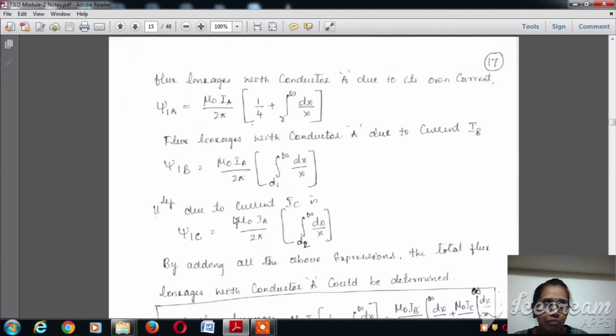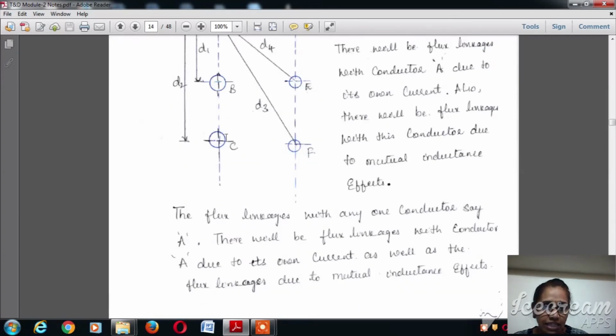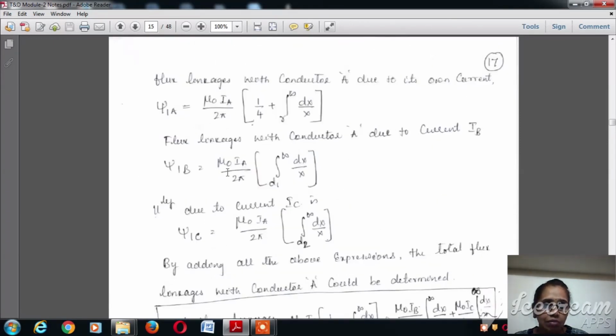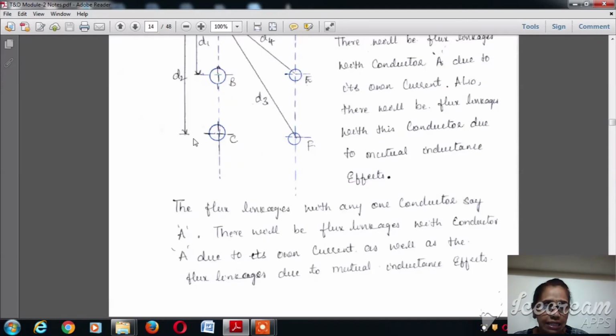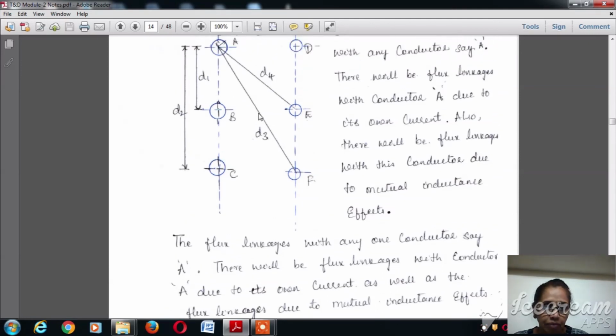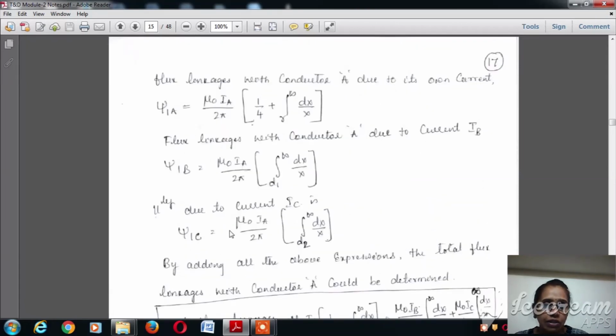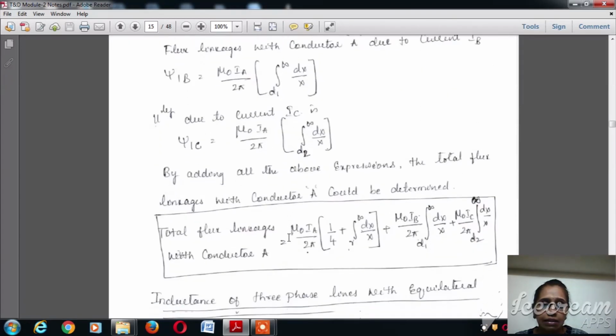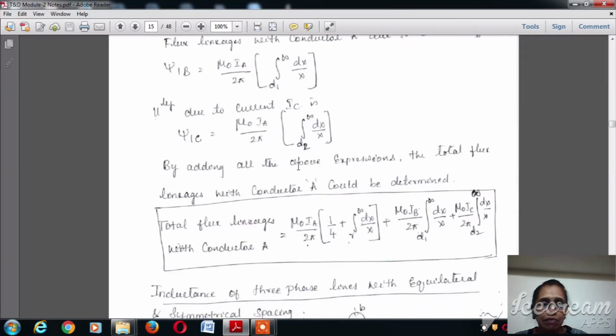Similarly, if we write the equation for C, psi 1c is equal to mu naught into Ic divided by 2 pi, where the distance is d2 from the conductor A, multiplied by the integral of d2 to infinity dx divided by x. If we add all these expressions, the total flux linkages with the conductor A could be determined.